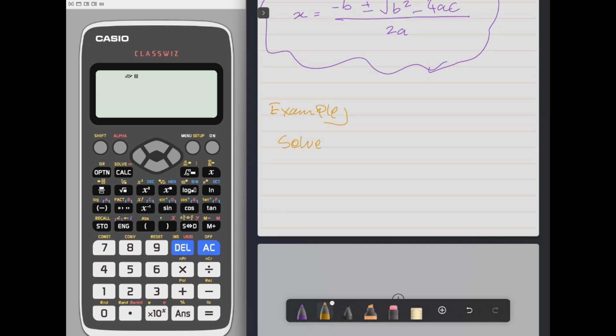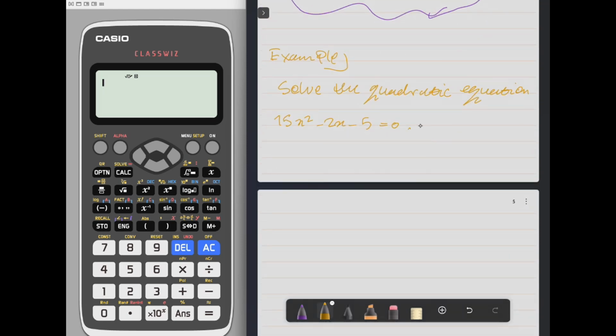Solve the quadratic equation 15x squared minus 2x minus 5 equal to 0, giving your value of x to 3 significant figures.